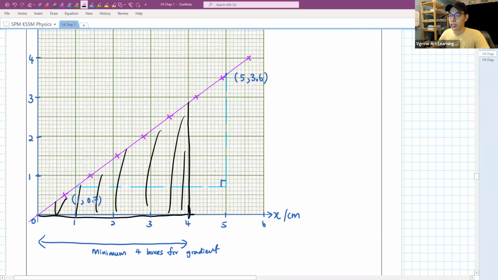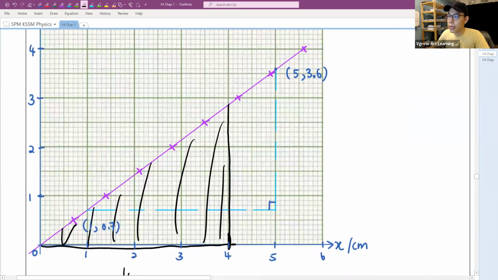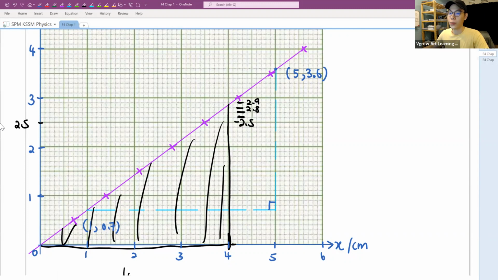So this is just a triangle. The length of the base is 4 cm. What is the height? This height here is 2.5. Then 2.6, 2.7, then 2.8, 2.9. Am I right? It's between 2.8 and 2.9. If it's in the middle, then we take the middle. Okay, 2.85. Can you get the value of 2.85?